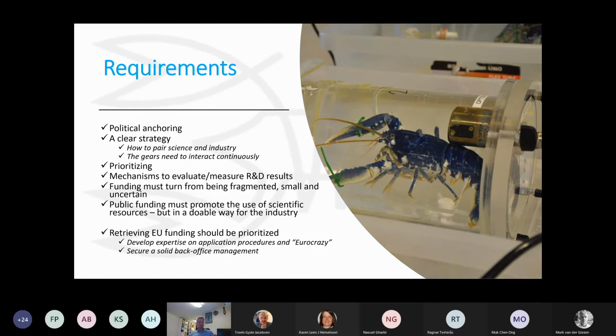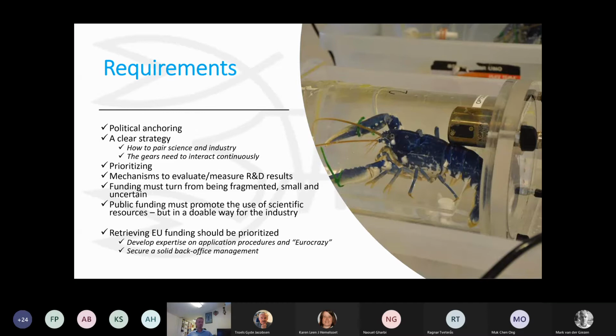And it's also important, I think, for the society or the community to develop mechanisms to evaluate or measure the R&D results, what comes out of the money that the public is funding for the companies, and to create maybe a platform where you can see which funding scheme is working better than others or at different stages.